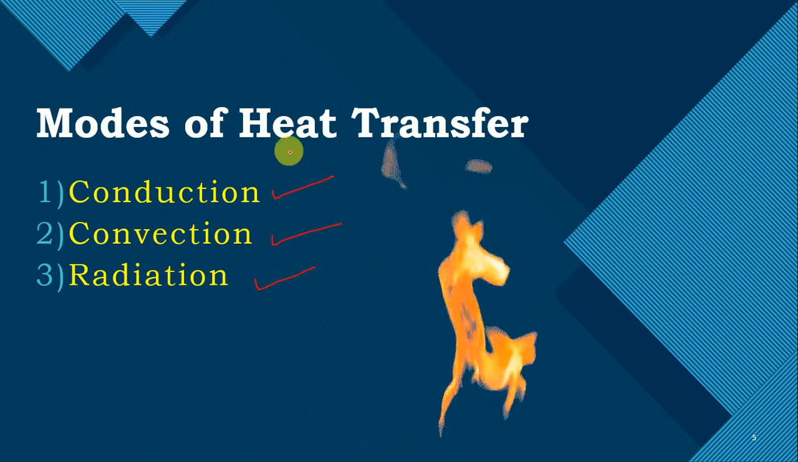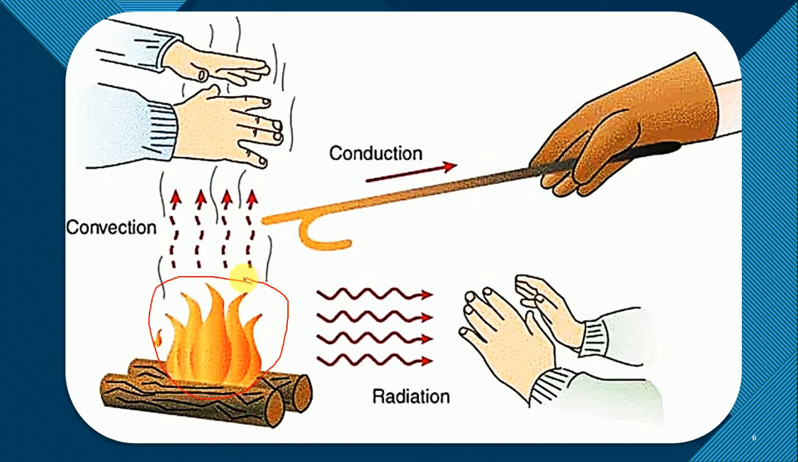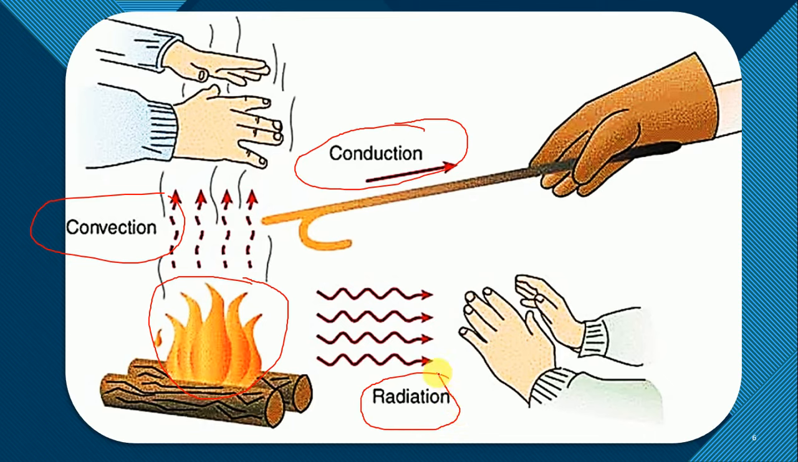Now let's see the definitions of all these three and examples of each. Here I have shown you one figure where the heat source is this flame, and here we have shown three modes: conduction, convection and radiation. So three modes are present here. I am going to discuss the same picture after discussing the definitions of all three modes.